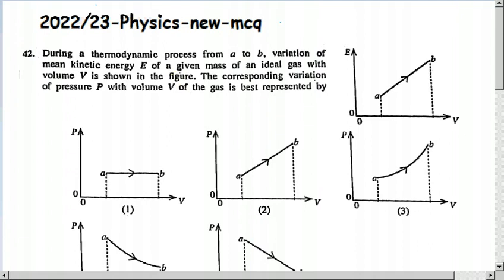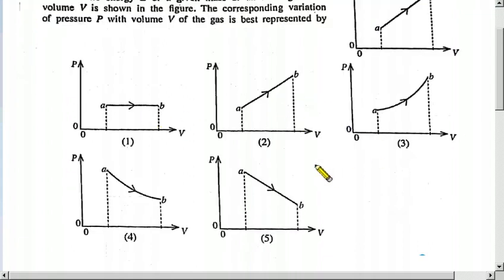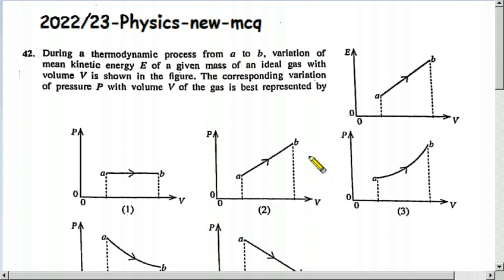Children, today I am going to discuss question number 42 from the MCQ part of the 2022-23 Physics New Syllabus paper. During a thermodynamic process from A to B, variation of mean kinetic energy E of a given mass of an ideal gas with volume V is shown in the figure. The corresponding variation of pressure P with volume V of the gas is best represented by, there are 5 graphs given. So let us try this question, children.